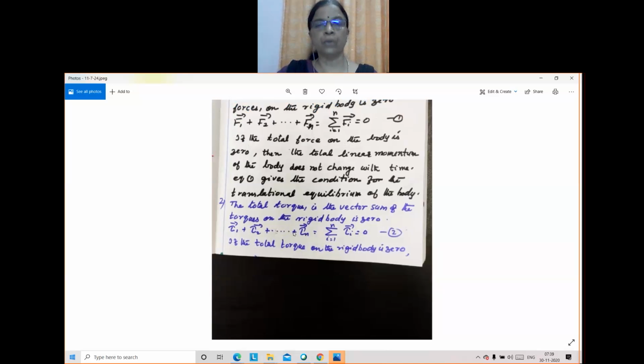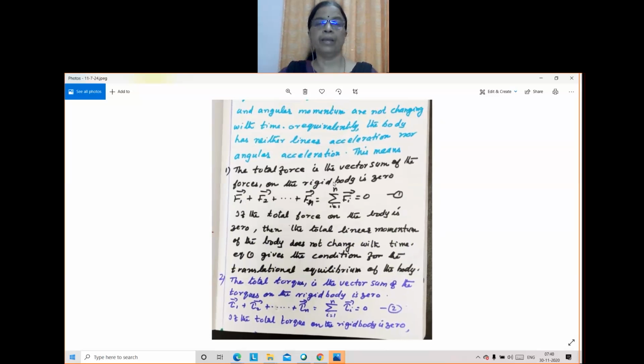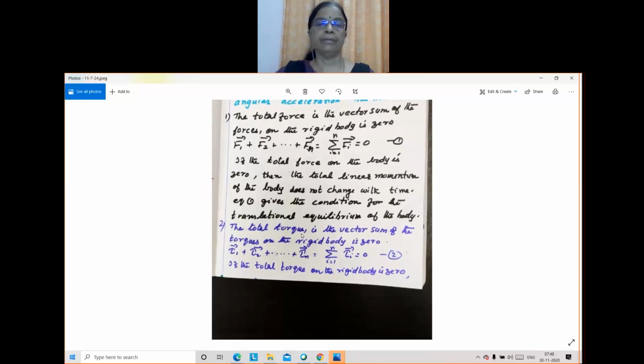If total torque acting on the system is 0, we can write vector tau 1 plus vector tau 2 plus etc. vector tau n equal to sigma i equal to 1 to n tau i equal to 0. This is the condition for rotational equilibrium. Total torque equal to 0. So, two conditions are there for the body to have mechanical equilibrium. What is mechanical equilibrium? The body will be in translational equilibrium. Also, it will be in rotational equilibrium.